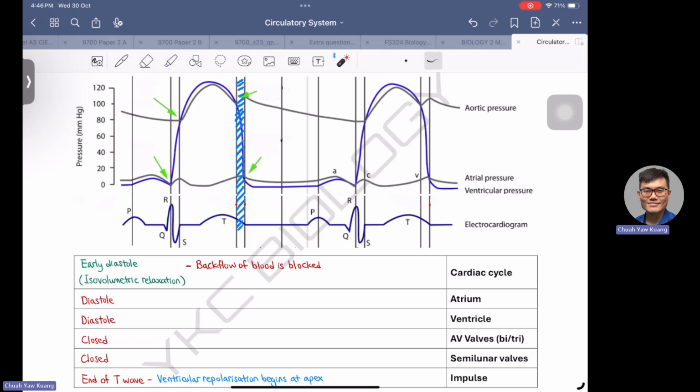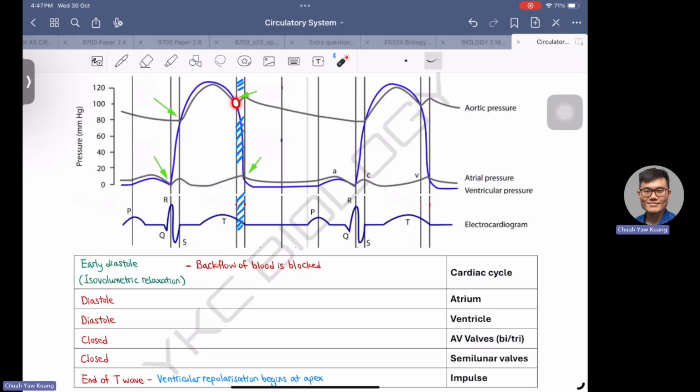During this phase, this is considered as early diastole, or we can call it isovolumetric relaxation. During this time, the ventricle will start to relax, and relaxation of the ventricle is going to cause the blood in the aorta to fall back. But this backflow of the blood will be blocked by the closing of the semilunar valve. So that's why in the graph here, you can see at this point and also at this point. These are the two important points.